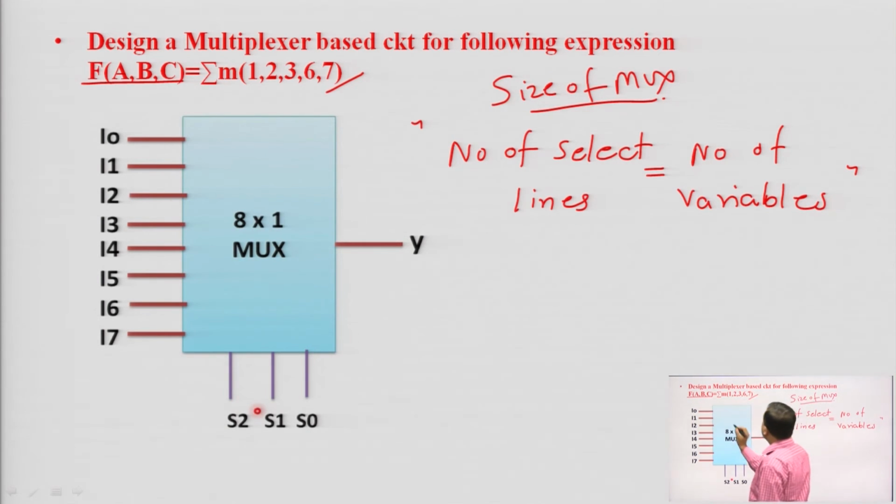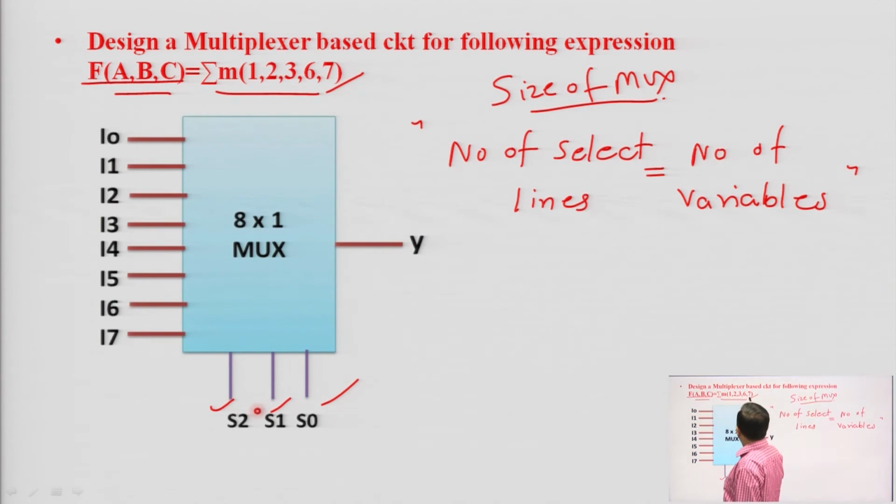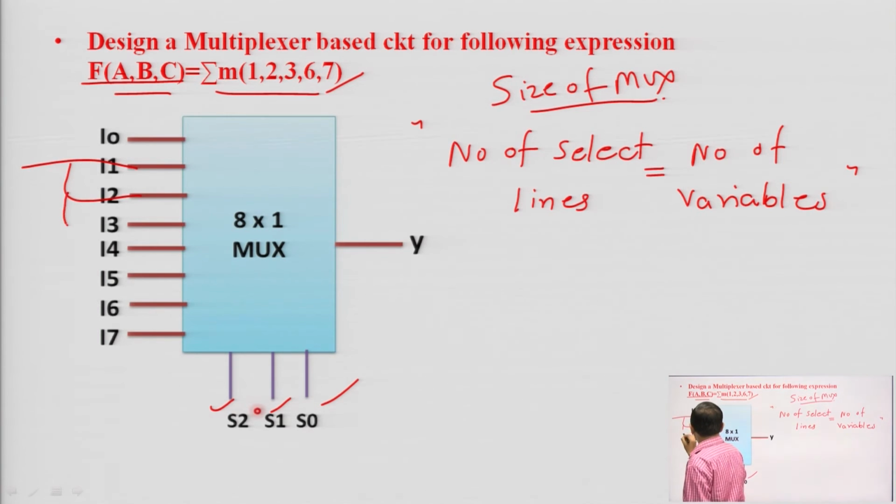So, here the number of variables is 3. So, the number of select lines will be 3, very easy. We have S2, S1 and S0, which means we have an 8 cross 1 multiplexer. See here, the minterms are 1, 2, 3, 6 and 7. So, the result will be for 1, 2, 3, 6 and 7.